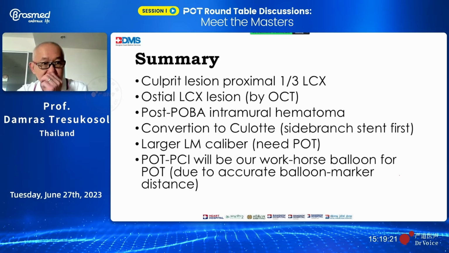And this is my summary of the first case: a complex lesion in the proximal third of the circumflex. Ostial surface lesion by OCT only, by angiogram that is insignificant. And post-POBA intramural hematoma, we convert to crush lock, and we start from the side branch stent first. And we have the larger left main caliber, and we need POT. And POT PCI will be our workhorse balloon for POT due to the accurate balloon marker.